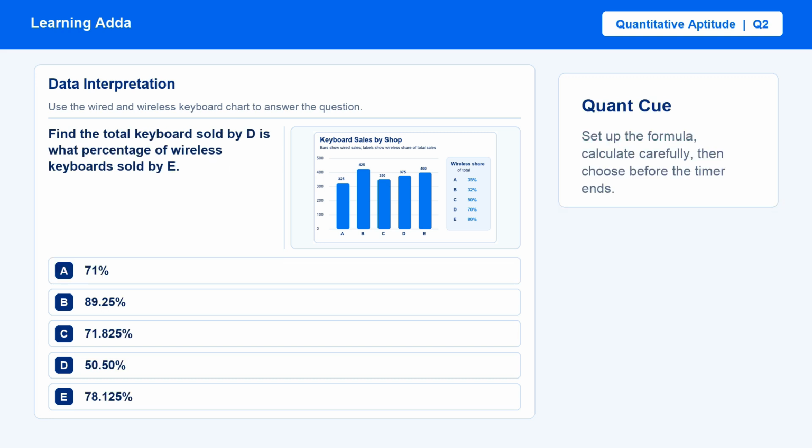Question 2. The total keyboards sold by D is what percentage of wireless keyboards sold by E? Option A, 71%. Option B, 89.25%. Option C, 71.825%. Option D, 50.50%. Option E, 78.125%. The timer starts now.